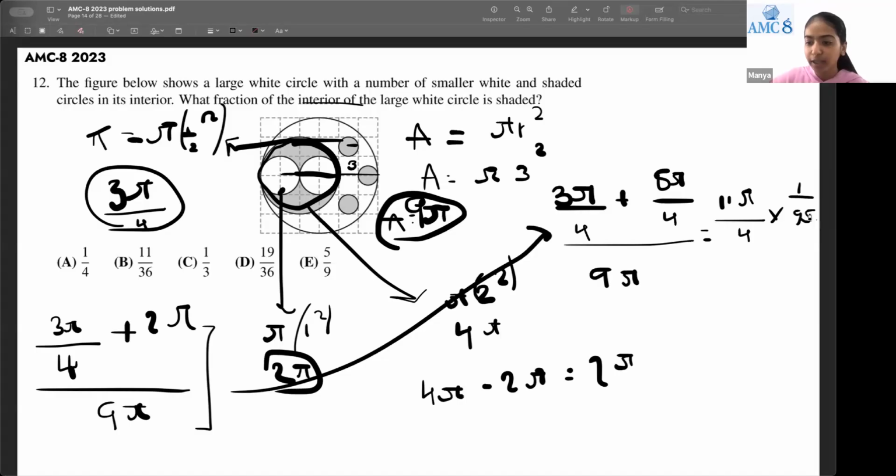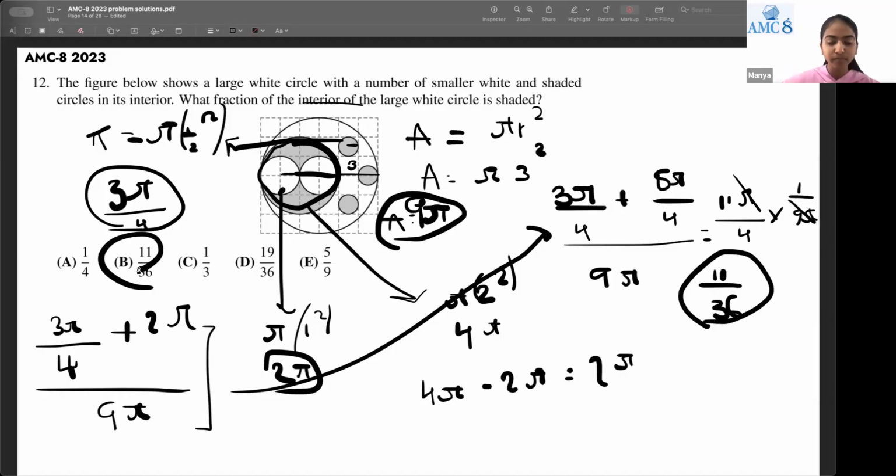And so the pi and the pi will cancel out here. Instead of dividing by 9, I just move the 9 into 1 by 9, because we can keep, change, and flip. And here we'll be getting 11 by 4 times 9, which is 36. And so our final answer would be equal to 11 over 36. Does anyone have any questions on this?